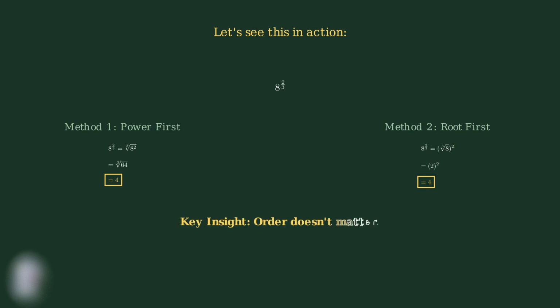The key insight here is that the order of operations doesn't matter. Whether you apply the power first or the root first, you'll always get the same result. This flexibility is what makes fractional exponents such a powerful tool in mathematics. Now let's work through our second example, 8 to the power of 1/3. This fractional exponent follows the same pattern we just learned. Remember, when we see a fractional exponent with 1 in the numerator and 3 in the denominator, this tells us we need to find the cube root. So 8 to the 1/3 power is equivalent to the cube root of 8.